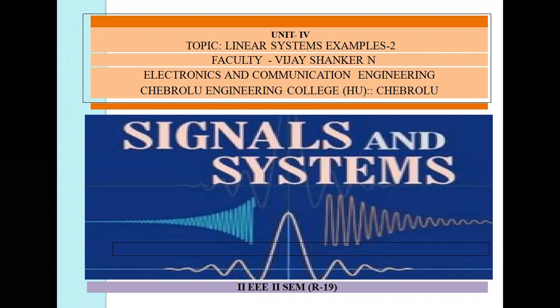Today, we are going to discuss examples in linear systems. We already learned in the last class examples of linear and nonlinear, and time variant and time invariant. These are the two properties we have. The third property is stable and unstable systems, and the fourth is non-causal and causal systems. Let us see the examples of stable and unstable and causal and non-causal systems.